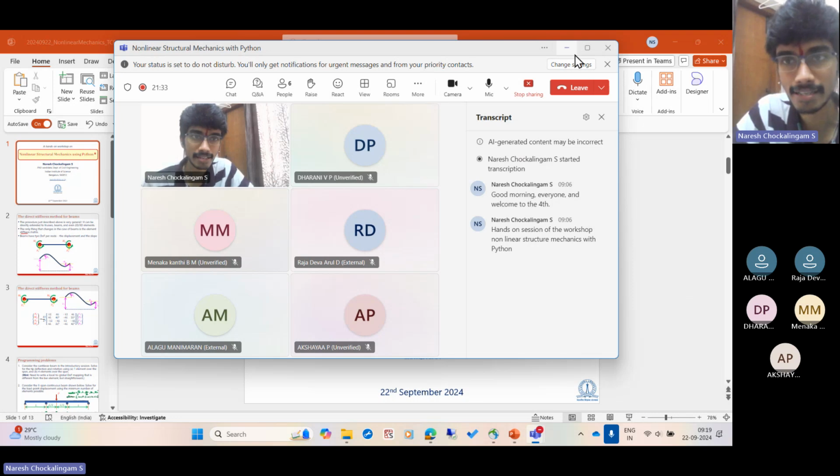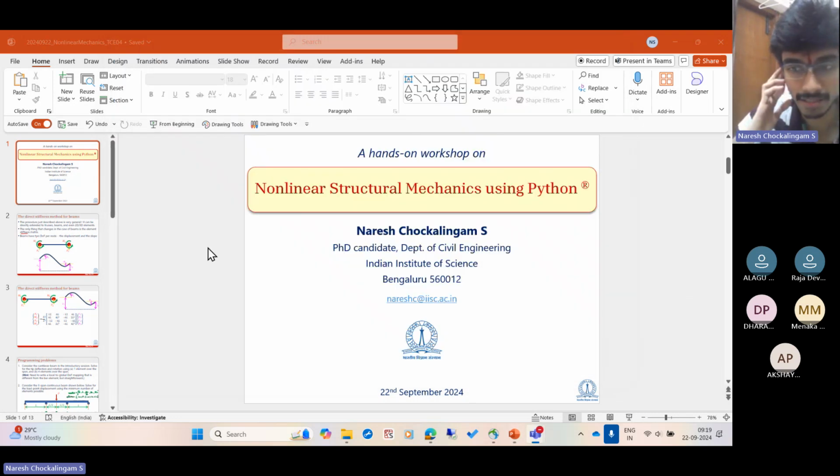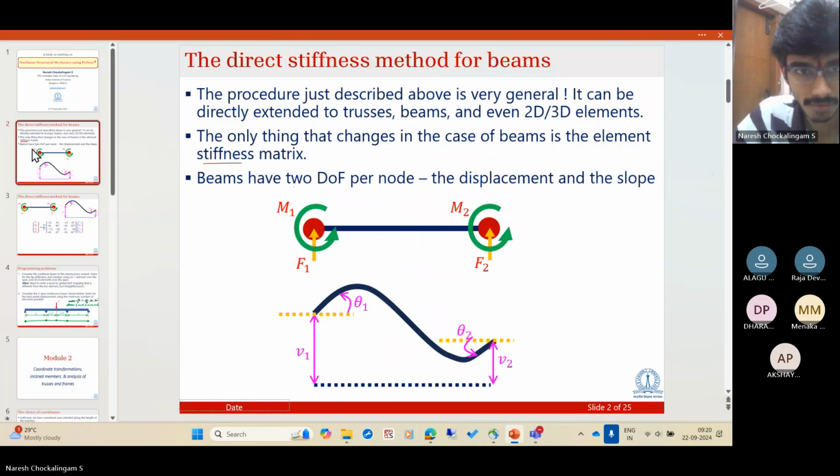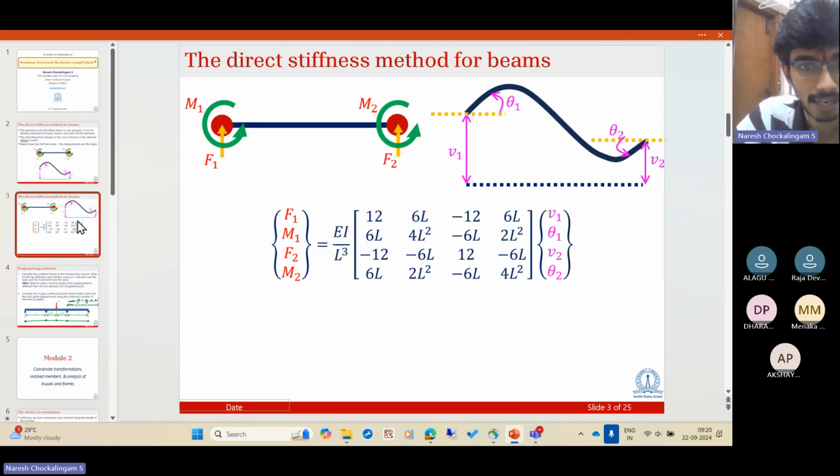So, till the last session, we were looking at various concepts such as assembly of the stiffness matrix for bar elements, and then we looked at the derivation of the stiffness matrix of beam elements. We also solved some problems by coding. So, we'll continue where we left in the last session. We were looking at the direct stiffness method for beams, and we saw that it has 2 degrees of freedom per node. Then we derived the stiffness matrix by inverting the flexibility relations for a simple beam. Then we looked at some problems.